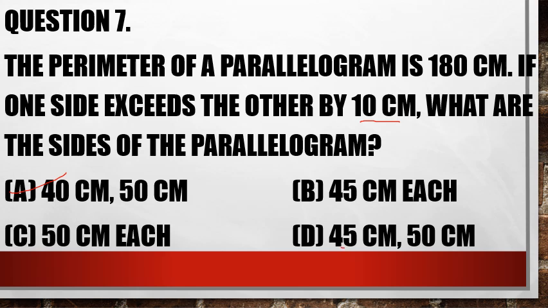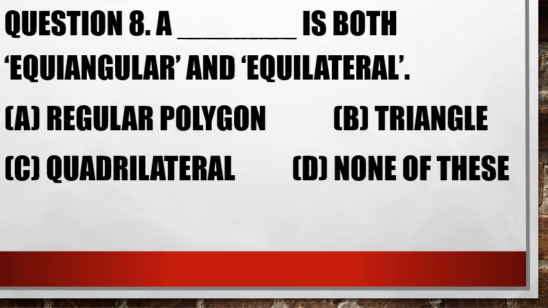In this option, one side is greater than the other by only 5 centimeter. Here both sides are equal, that is 50. In this option, one side is greater than the other side by 10 centimeter, so this option is correct.